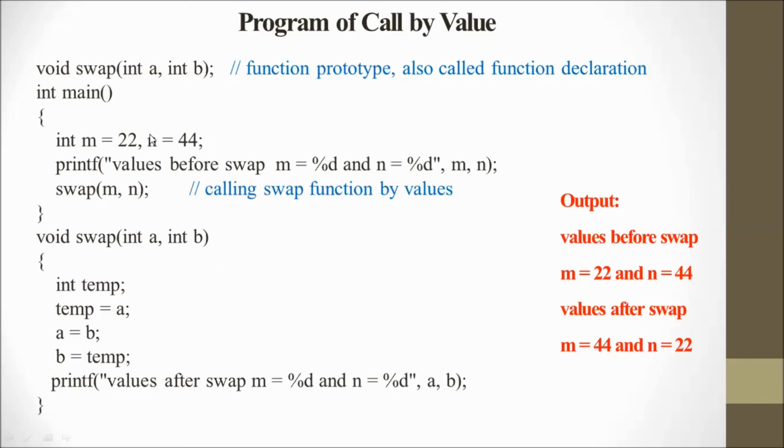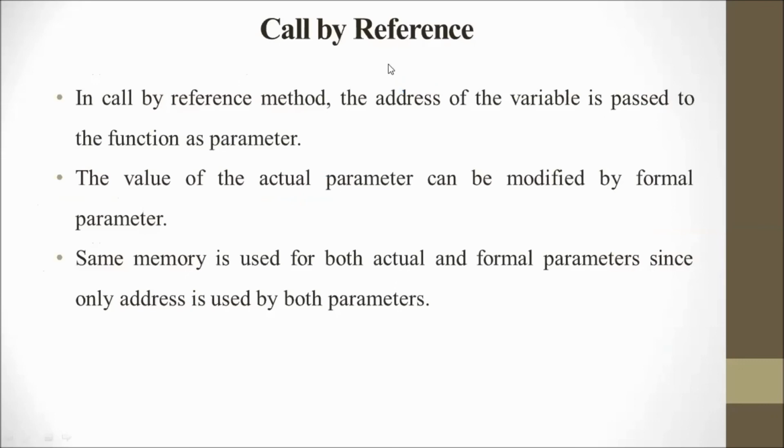So we pass the original value to the function. So we call this call by value. Okay. Here is call by reference. In the call by reference method, the address of the variable is passed to the function as a parameter. So reference means we pass the address of the variable to the function. Okay. So we do not pass the actual value to the function. So the value of the actual parameter can be modified by formal parameters.